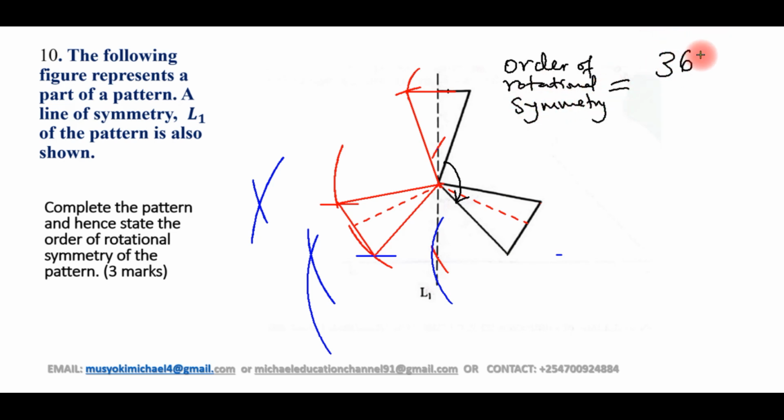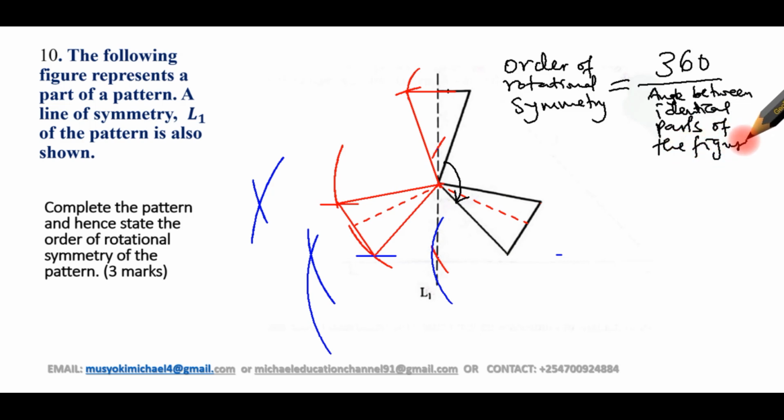Rotational symmetry is given by 360 divided by the angle between identical parts of the figure. And for our case here, the angle between identical parts of the figure, so take this line here, it will be identical to this one.